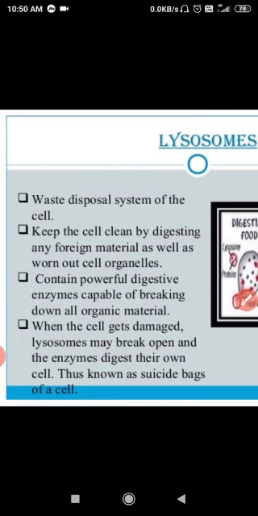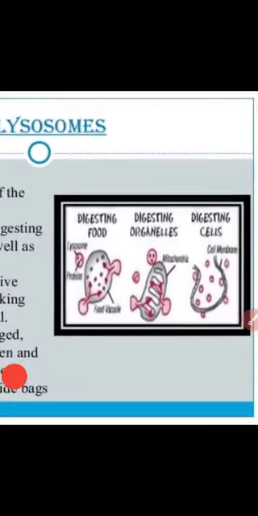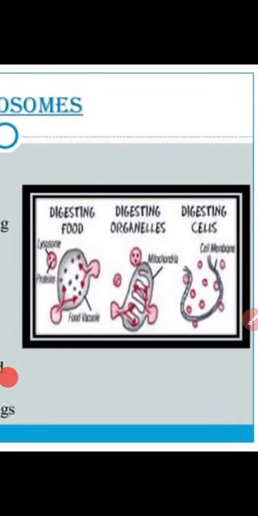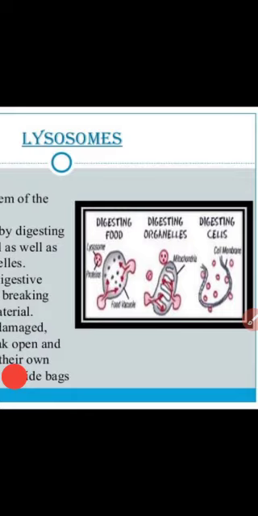So this is clear to you all. Just see here in this picture how it performs digesting food, digesting organelles and digesting cells. So this is all.